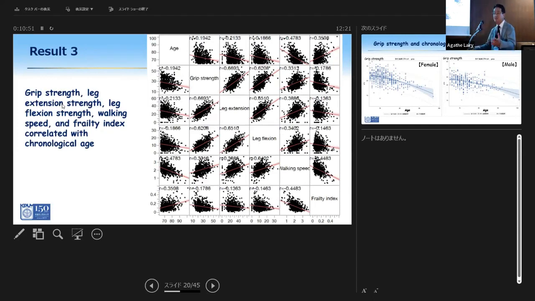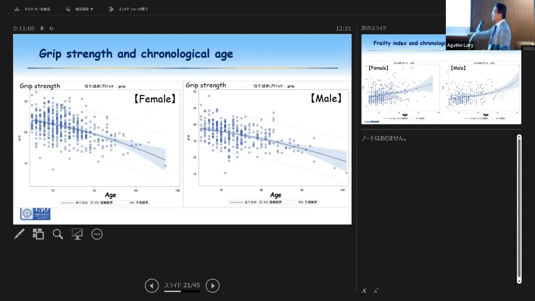Grip strength, leg extensions, walking speed, these markers are very important to predict health longevity. I'm showing this slide: age and grip strength in females and males. These are 70 years old, 80 years old, 90 years old. Grip strength gradually decreases.